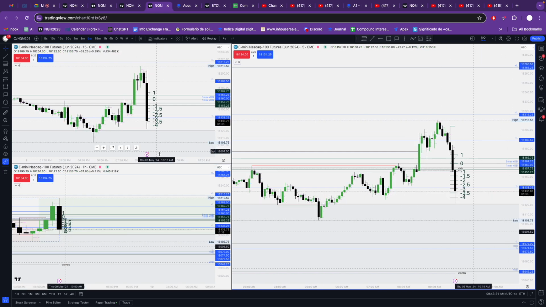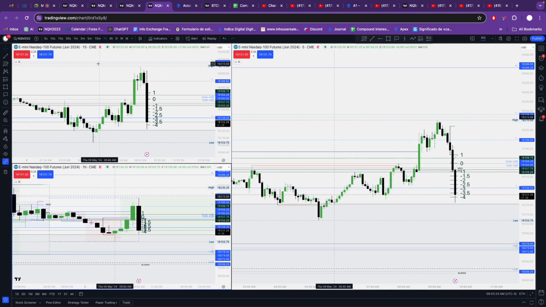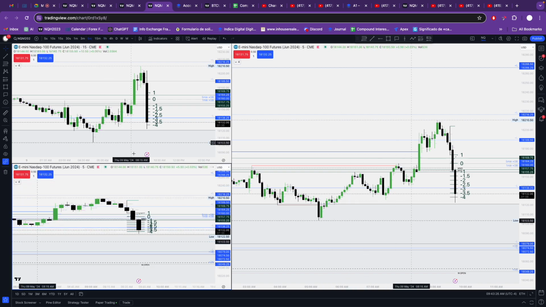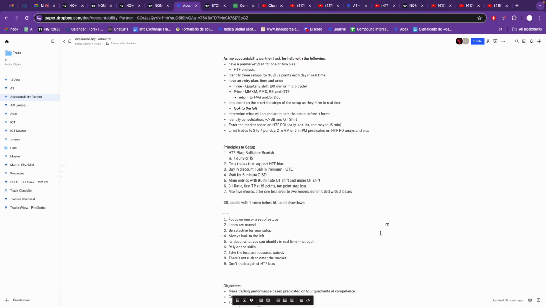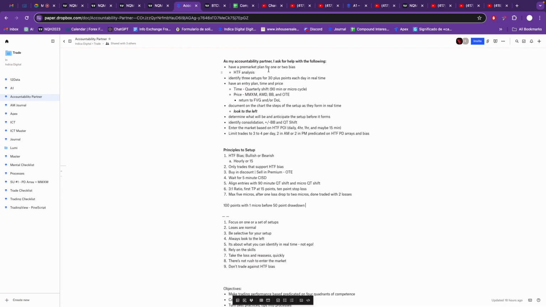Right, so we're looking for a short position. Let me read over this again. Have a pre-market plan. High time frame analysis, we did that. So we suppose that we should be going down today and tomorrow. Identify three setups, line that up, document the steps, determine the bias before it forms, identify consolidation.